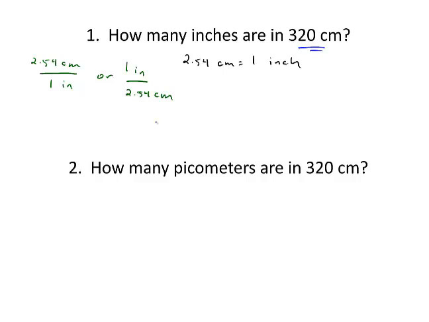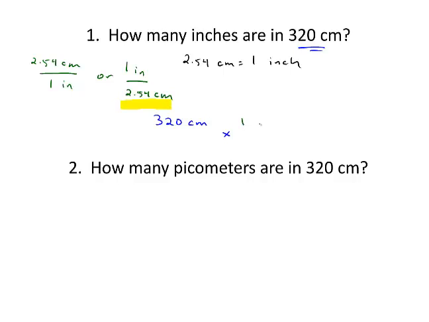In order to solve this problem, we're going to take our starting value, which is 320 centimeters, and we're going to multiply it by one of these two conversion factors. So 320 centimeters times, and again, I want to select the conversion factor that allows me to get to the unit I'm going to, which is inches. So I'm going to select this one with inches in the numerator.